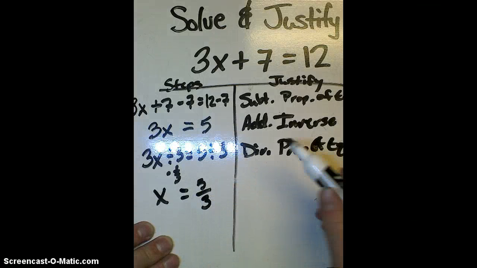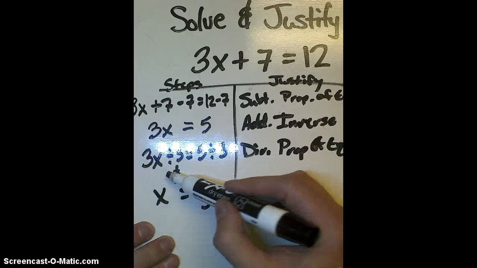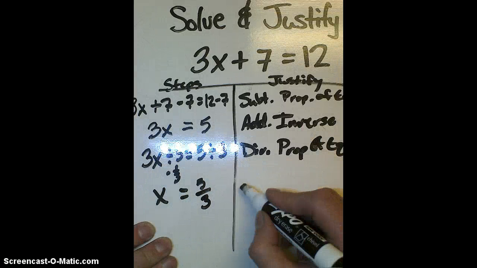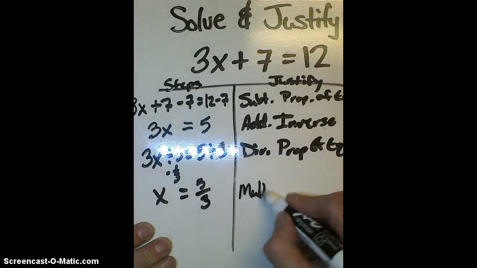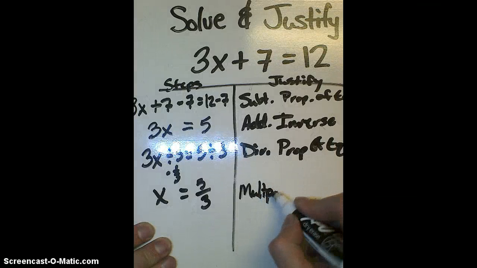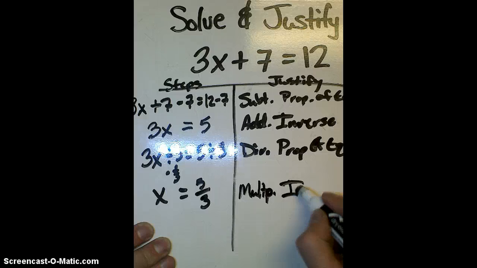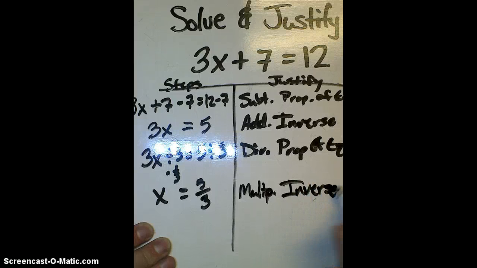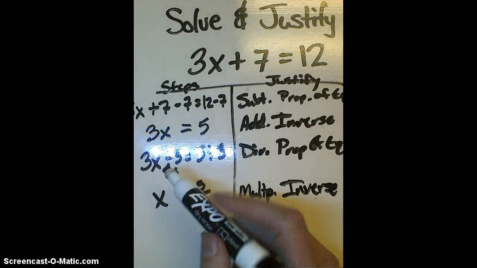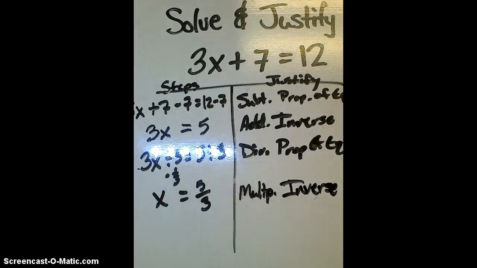The reason these cancel, the 3 times 1/3 or the 3 divided by 3, is because of the multiplicative inverse. Whenever you're canceling because of dividing or multiplying by the fraction, that's your multiplicative inverse. So not only did I solve here, but I have my justification for each step.